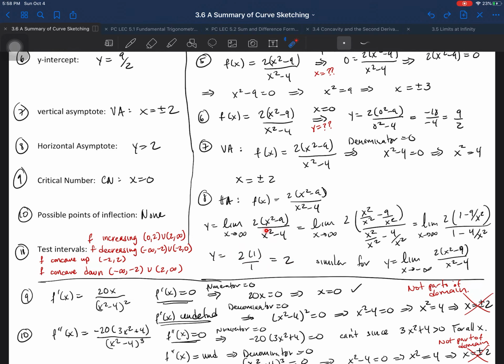So I divided by the variable with the highest degree, so that was x squared. Divided this by x squared, divided this by x squared, and that's what we got. And then simplify that to be 1 minus 9 over x squared, 1 minus 4 over x squared, right? And as x goes to infinity, this is going to become 0, this is going to become 0. So we got 2 times 1 over 1, so that would be 2. And a similar case will be for the limit as x goes to negative infinity.